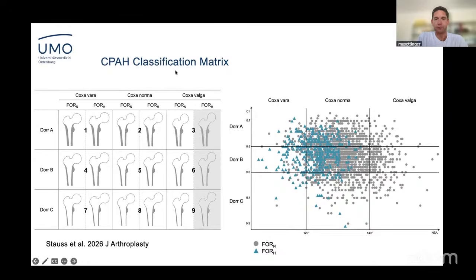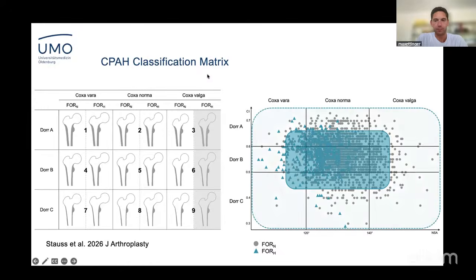So when you keep in mind how modern stems are designed, we see that approximately 80% of the femoral anatomies might be reconstructed with stems off the shelf. But we'll discuss that later. And we'll discuss later what we are going to do with the rest out of the box.